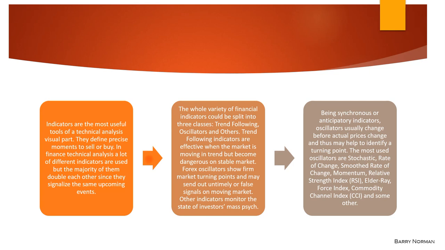Indicators are the most useful tool of technical analysis. They define precise moments to buy or sell. In financial technical analysis, a lot of different indicators are used, but a majority of them double each other since they signal the same upcoming event. And this is what we call duplicity. We never want to pick a group of oscillators or indicators that just tell us over and over the same thing.